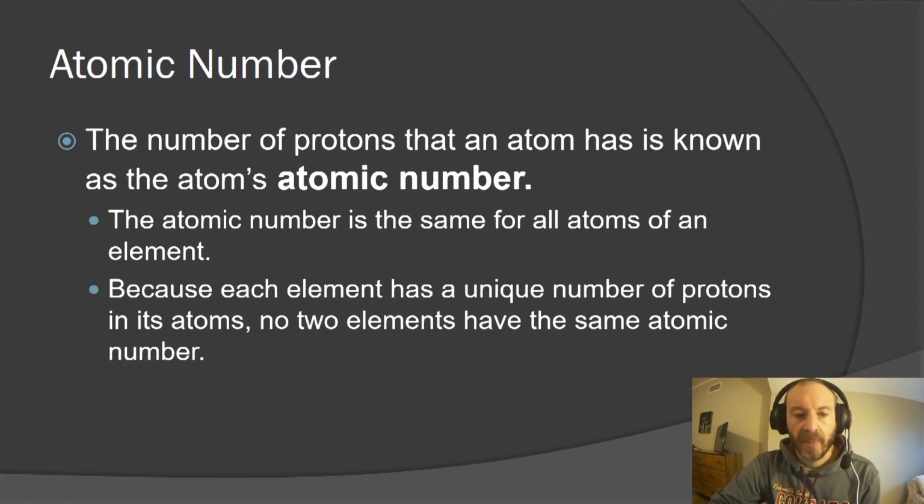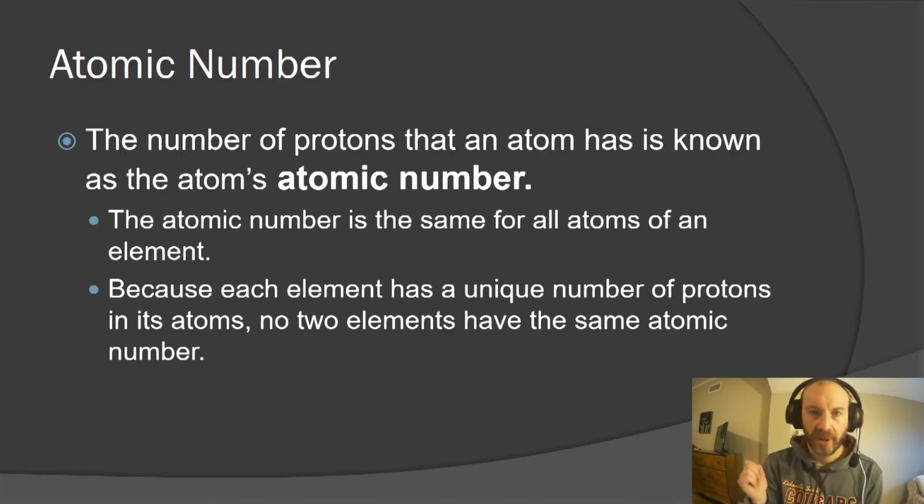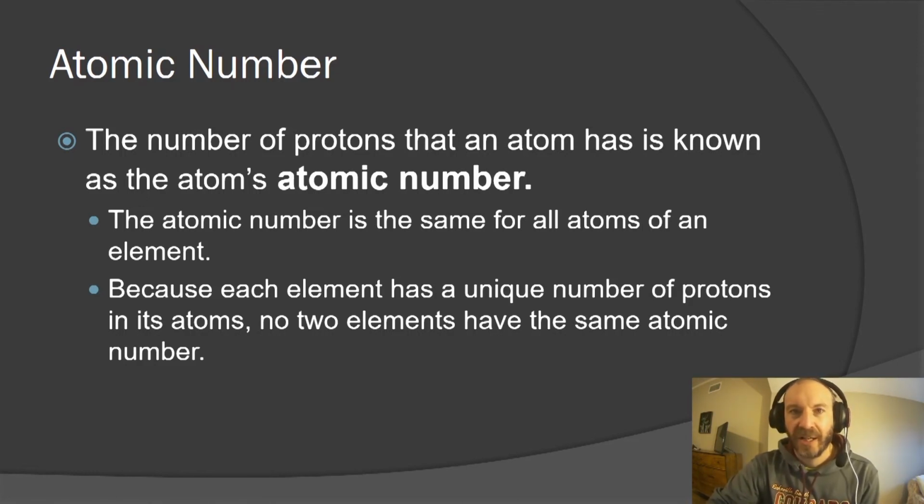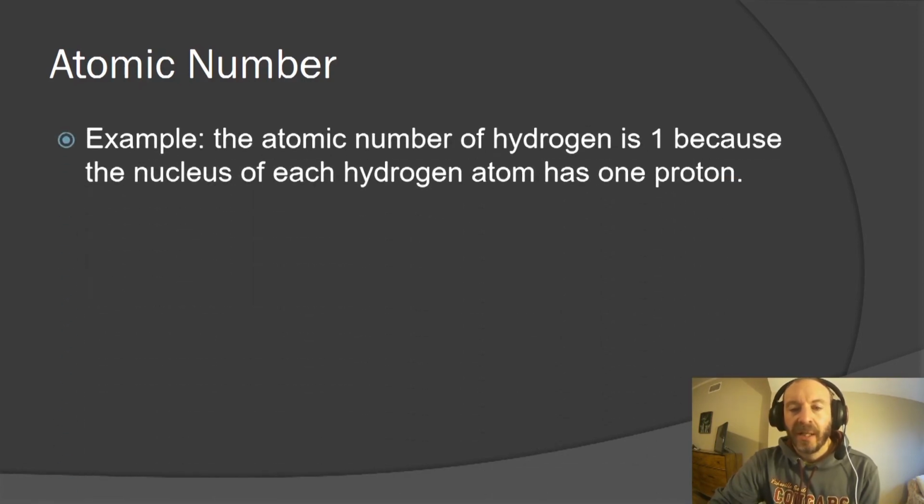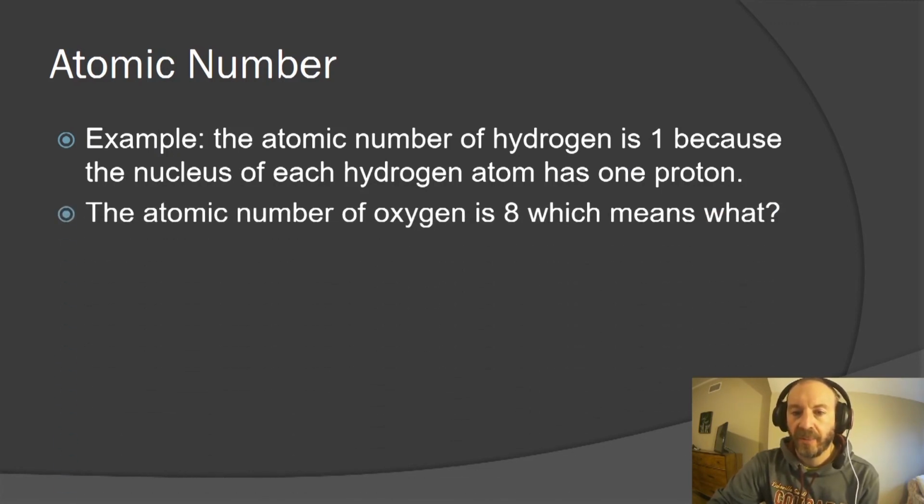Each element has its own unique number of protons. No two elements have the same atomic number. For example, carbon is 6, but if you shoved another proton in there, it would be 7. That's nitrogen, which has completely different properties compared to carbon. The atomic number of hydrogen is 1, because each hydrogen atom has 1 proton. The atomic number of oxygen is 8, which means each atom of oxygen has 8 protons.